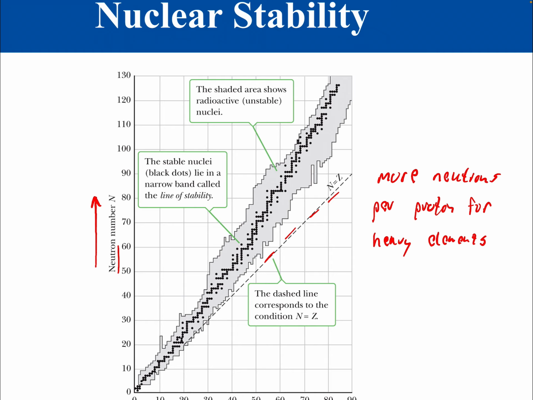All right, so let's take a look at the difference between the shaded region and the black dots. The stable nuclei lie in a narrow band called the line of stability. The shaded areas show the radioactive, unstable nuclei. Okay, so we have stable ones that are not radioactive. That's any of the black dots. These would just remain that element.